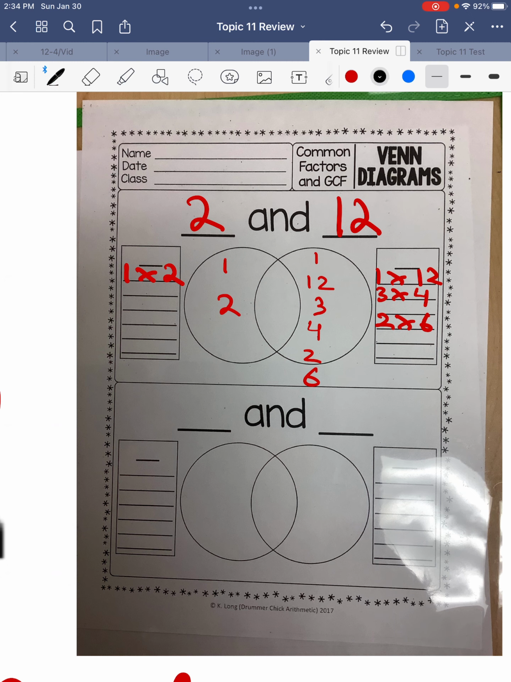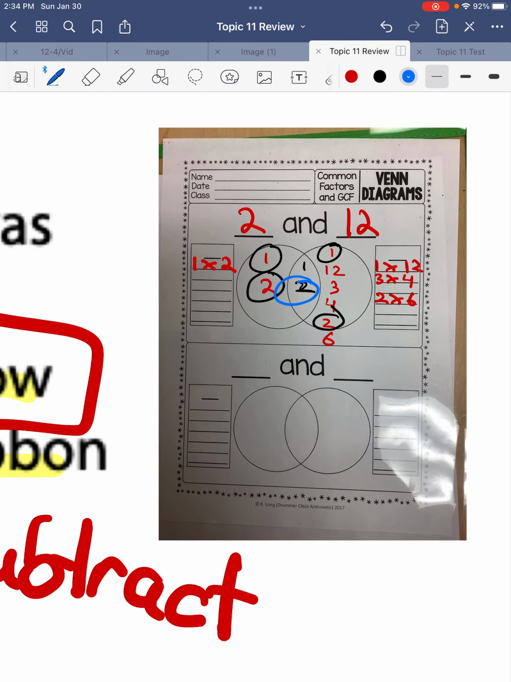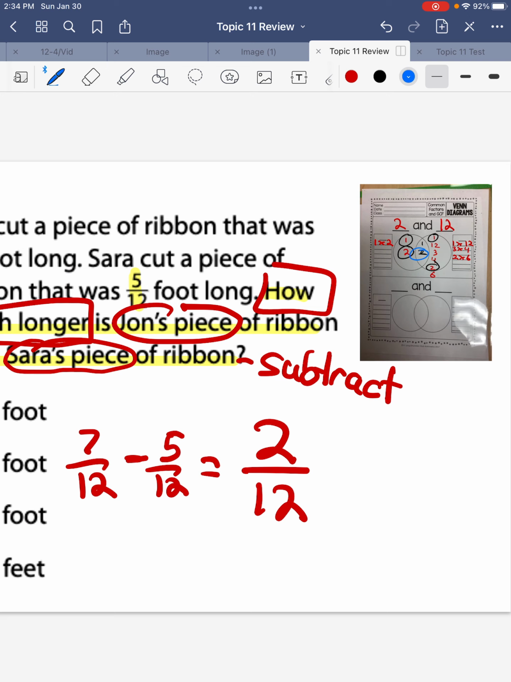What numbers do they have in common? They both have a 1, but I can't use 1, so what else do they have in common? They both have a 2. The biggest number is 2, so that means I'm going to divide 2 and 12 by 2. So I'm going to go here, divide by 2, divide by 2.